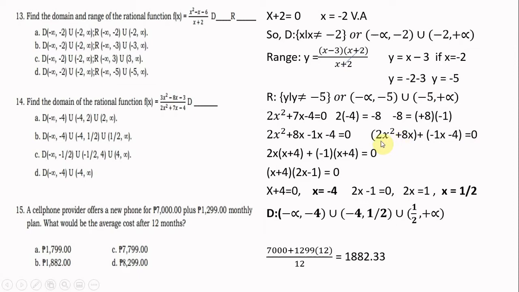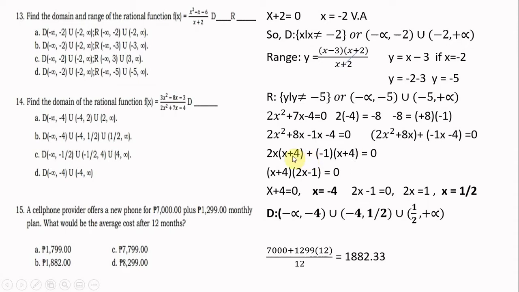Afterwards, factoring. So what is the common factor of 2x squared plus 8x? It's 2x. So 2x squared divided by 2x is x. 8x divided by 2x is 4. And the common factor of this one is negative 1. So negative 1x divided by negative 1, that's x. Negative 4 divided by negative 1 is positive 4.